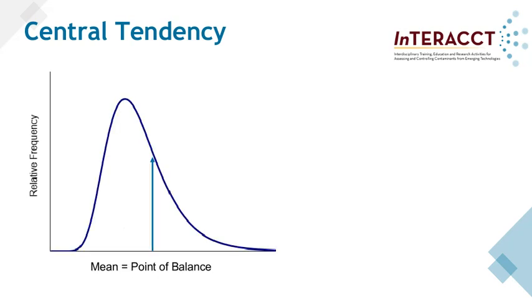To look at these indicators of central tendency graphically, a slightly skewed distribution is shown. Interestingly, the mean is ultimately what is referred to as the point of balance of the distribution. If you cut a piece of paper out having the shape of the distribution and then put a pencil underneath it to balance it, the pencil point will be placed on the mean value.